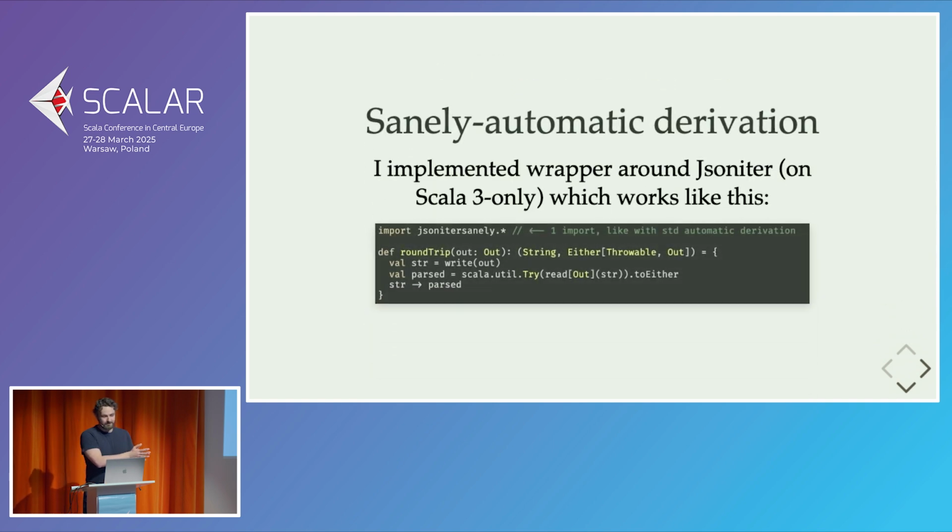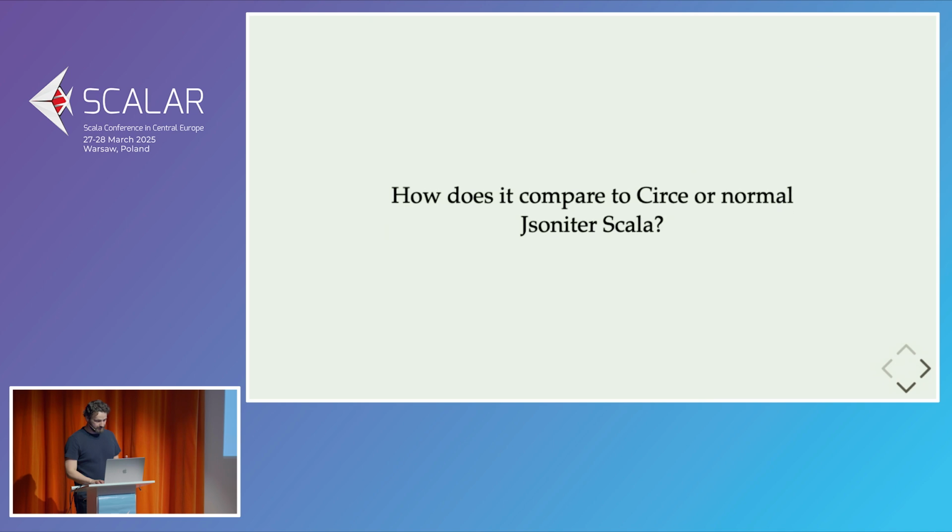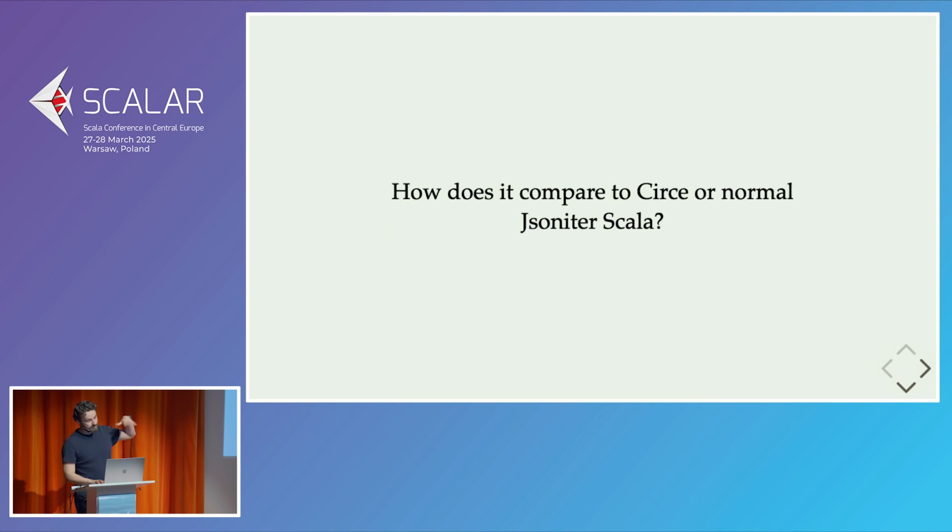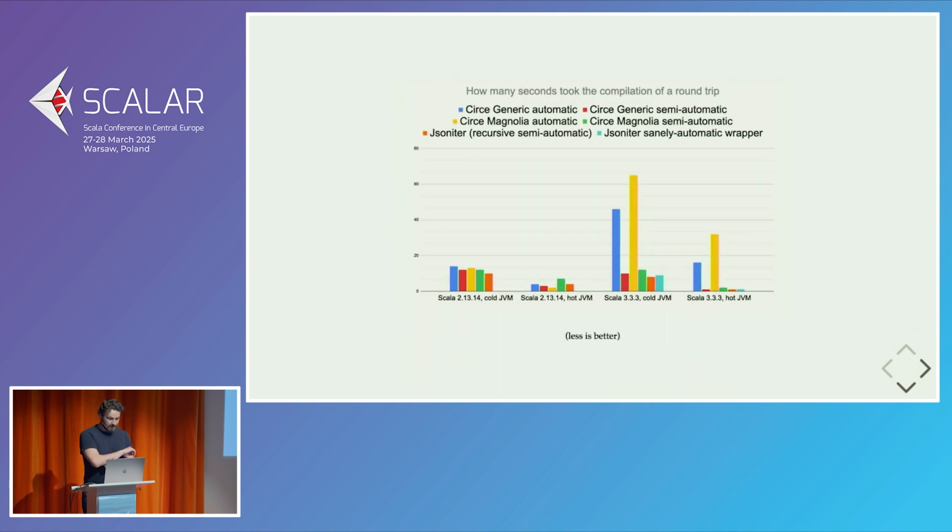So for this presentation, I first wrote a wrapper around JSON eater. It's Scala-free only, for many reasons, but it's just a POC. And with this wrapper, you are able to get a symbol import, and with the symbol import, you automatically derive the instance, but this instance is derived recursively. And because it's derived recursively, when we compare it to Circe or normal JSON eater, we can see the compilation times are, it's only a Scala-free.